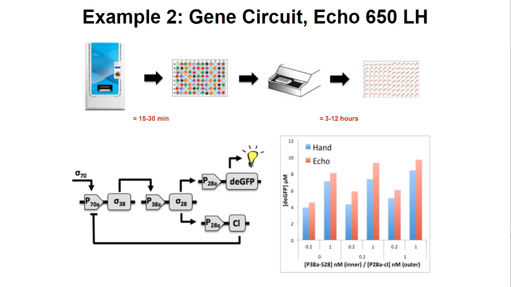And imagine doing it by hand, or imagine doing it with an Echo. So Echo, again, is 5 to 10 times faster than by hand. So scanning the whole parameter space would be 5 to 10 times faster with an Echo than by hand. So that's a huge benefit.